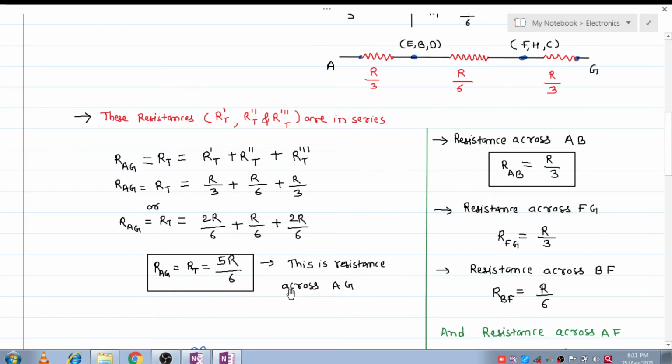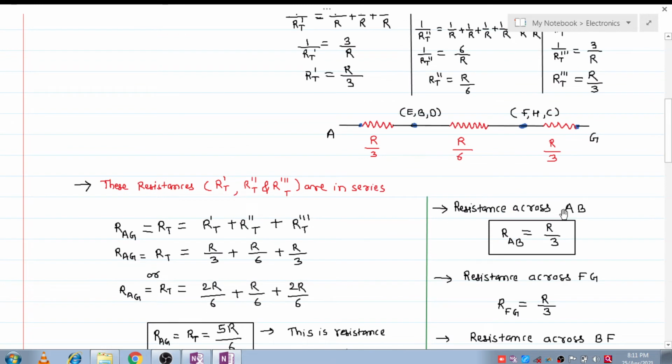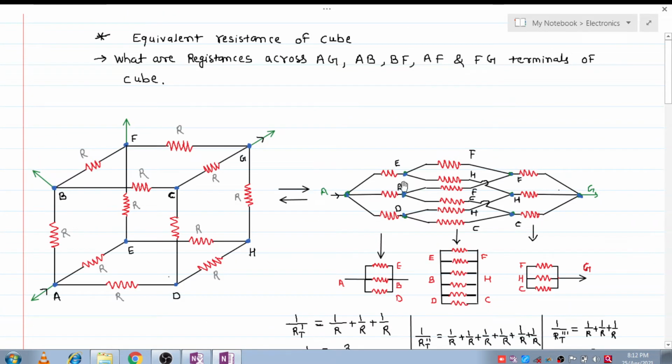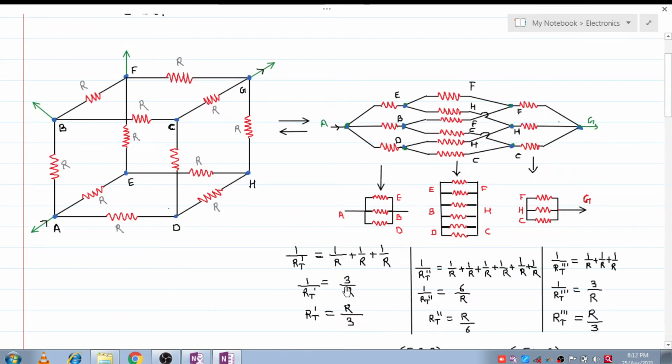So this is the resistance across AZ. Now the resistance across AB. Three resistances are in parallel, so the equivalent resistance is R by 3. So the resistance across AB as well as AE as well as AD is R by 3. Similarly, the resistance across E to F, B to H, D to C is equal to R by 6, and the resistance across F to Z, H to Z, C to Z is R by 3.